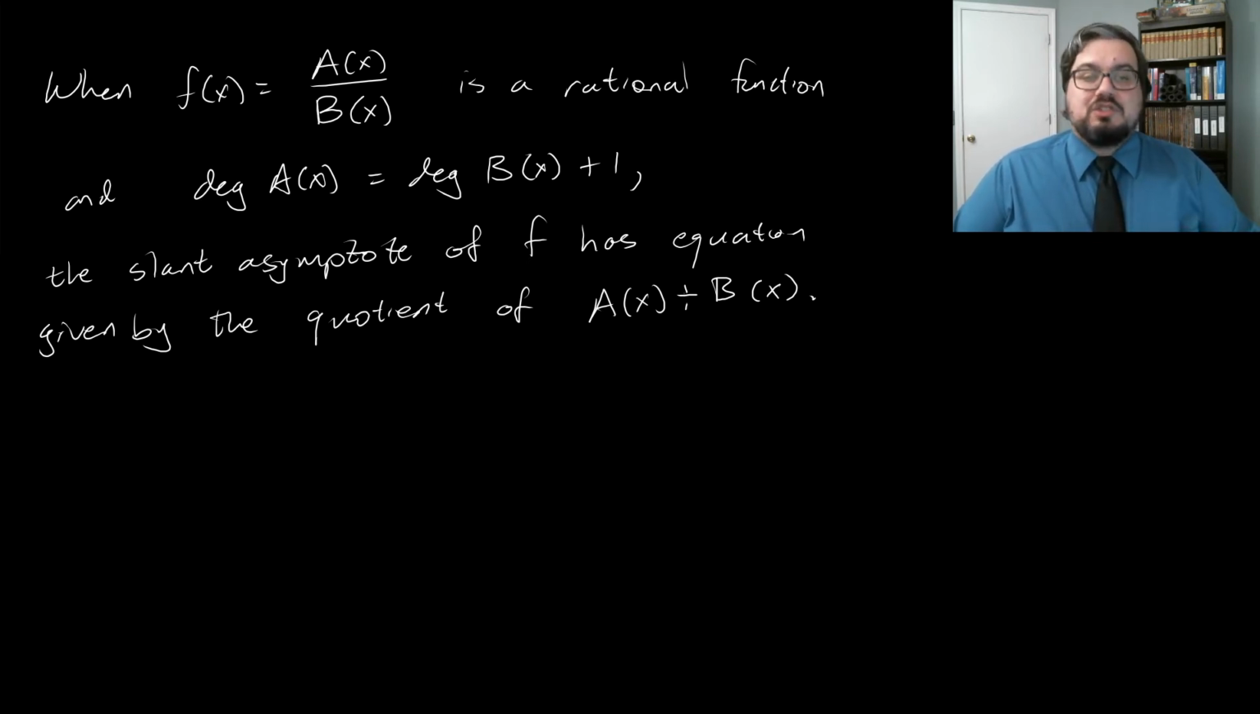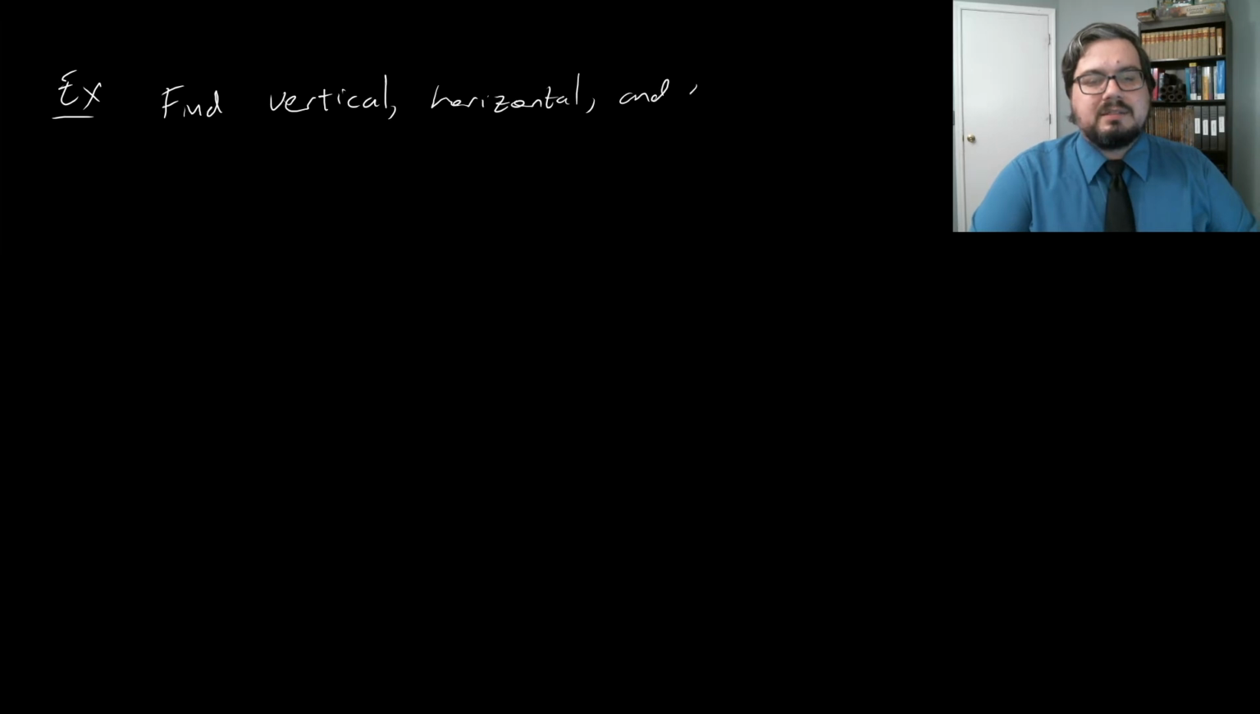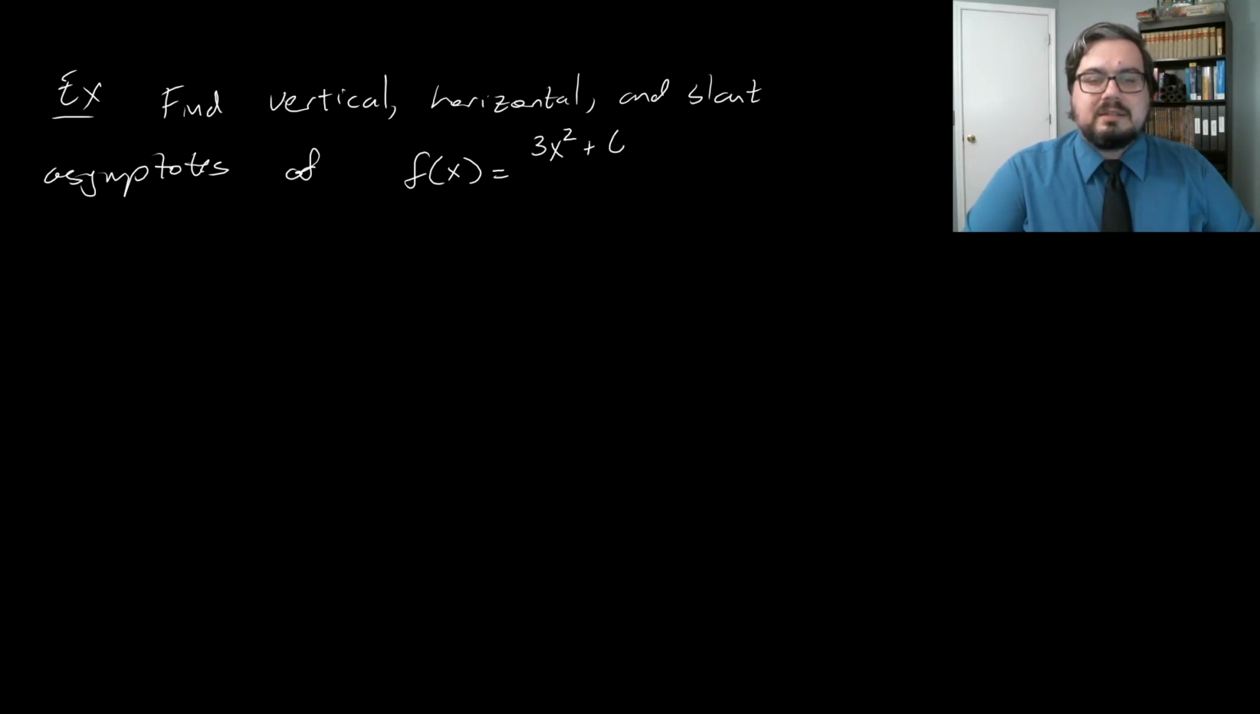So finally, let's do an example. Let's find the vertical, horizontal, and slant asymptotes of f of x equals 3x squared plus 6x plus 30 divided by x minus 6.